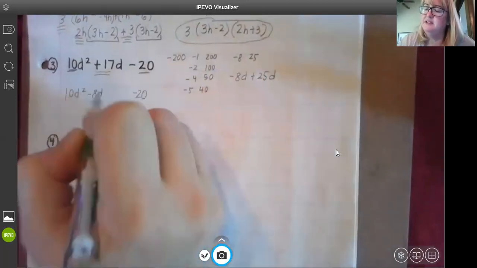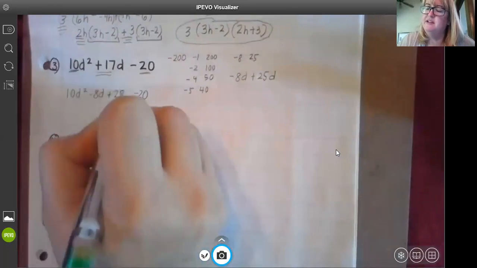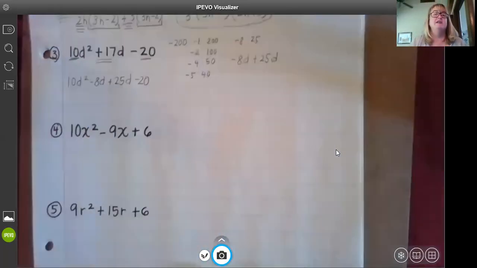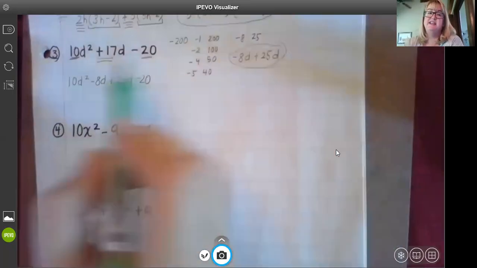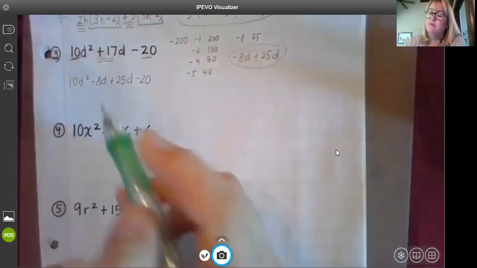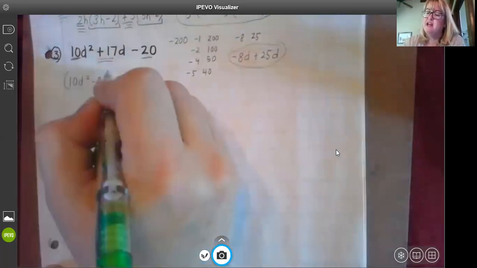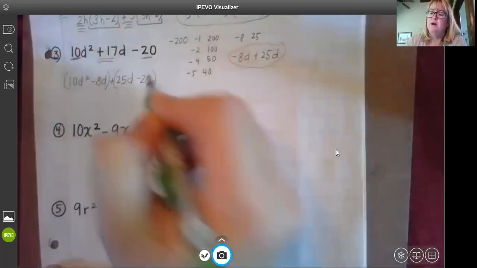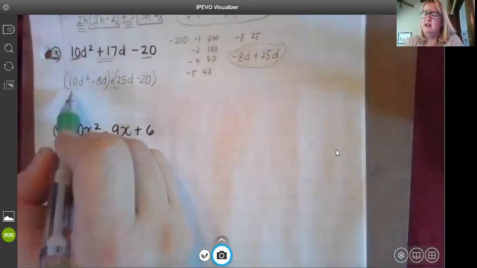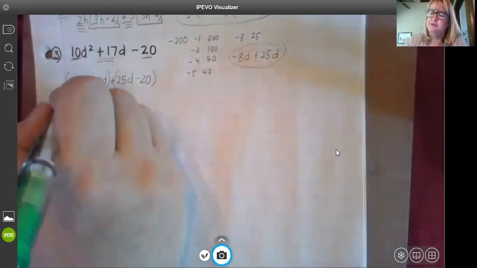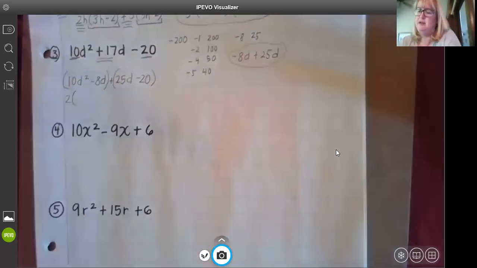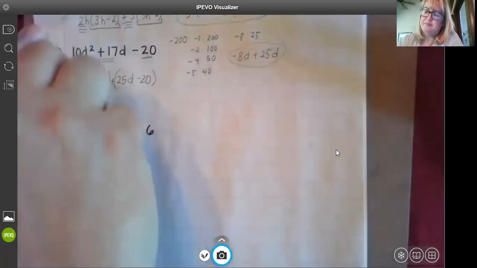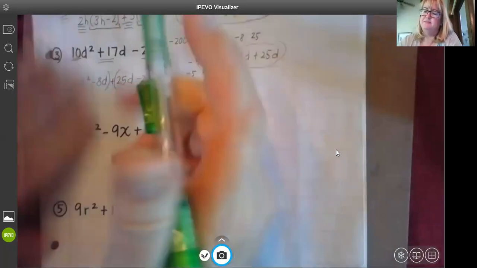-8D plus 25D. All right, so again, I have put this in the place of 17D. Now I group them and factor again. What can I factor out of 10 and 8? Well, the answer is 2. And I can factor out a D, I almost forgot that. Also the D, 2D.